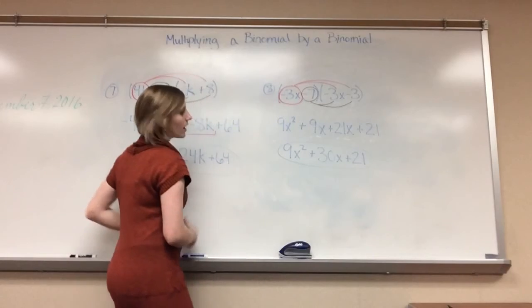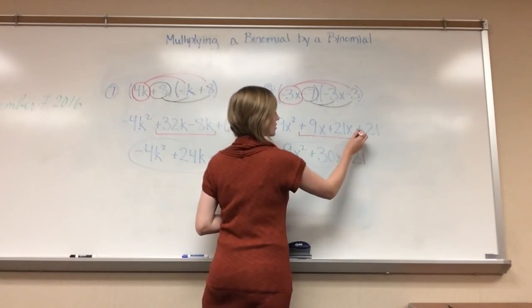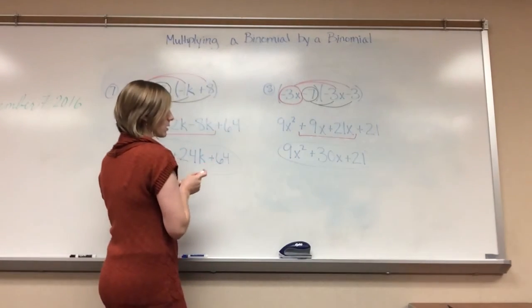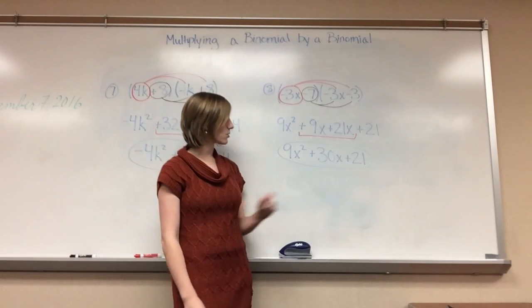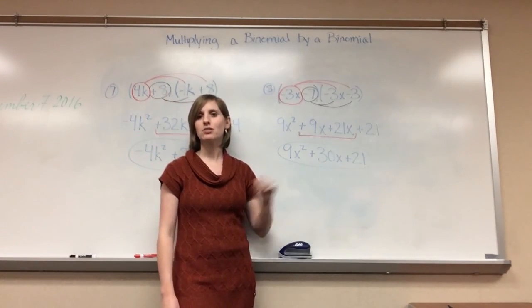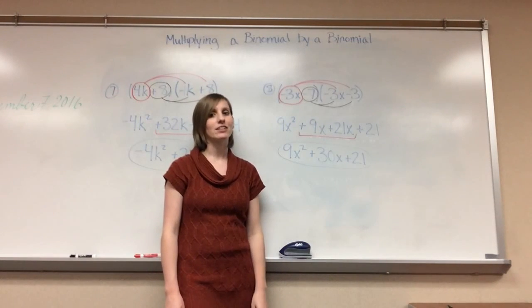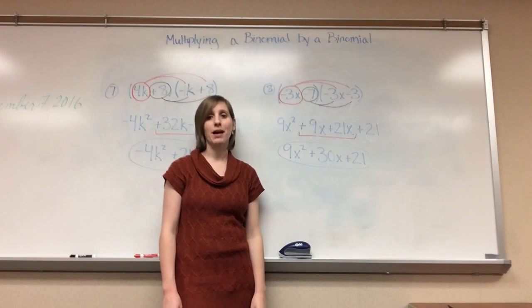Last step here as well is to go ahead and combine those like terms. 9x plus 21x gave me 30x. So my answer is 9x squared plus 30x plus 21. And that's the end of our lesson on multiplying a binomial by a binomial.